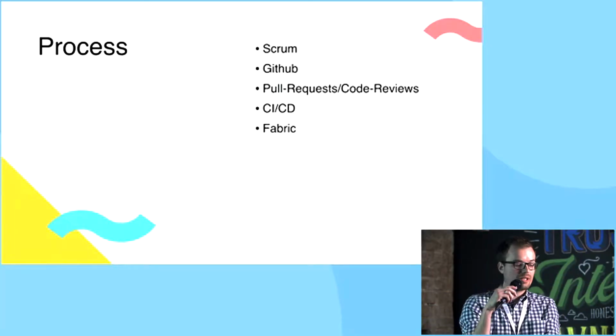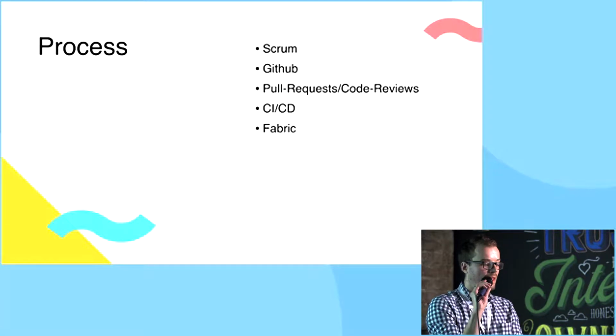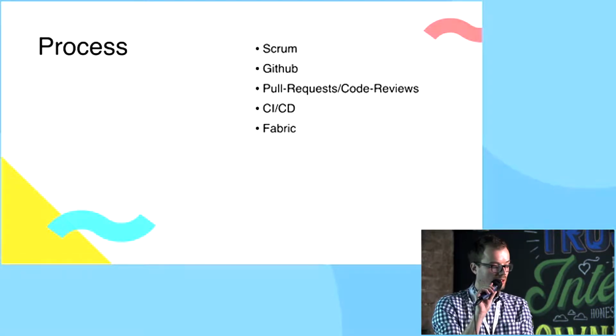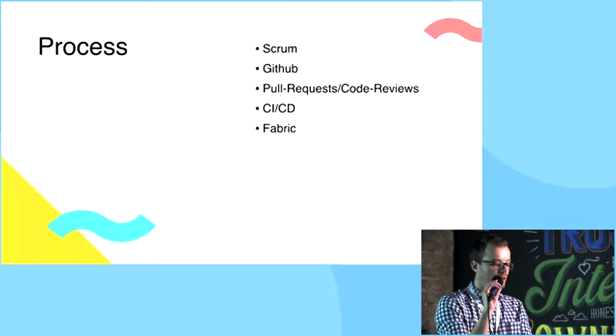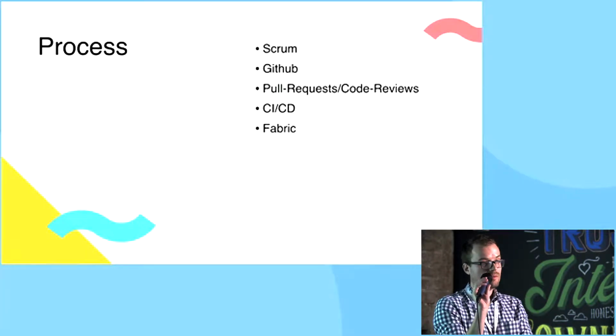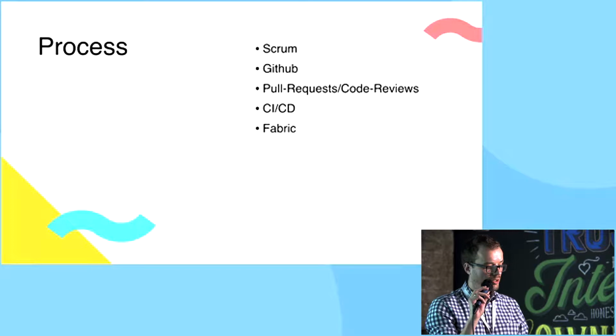We accommodate our client needs, but usually we are able to stick to our own solution when it comes to process. And this consists of Scrum, GitHub as a code repository, pull requests and code reviews. These are mandatory regardless of the project size. Continuous integration and continuous deployment with Bitrise, Fabric for actual deployment.